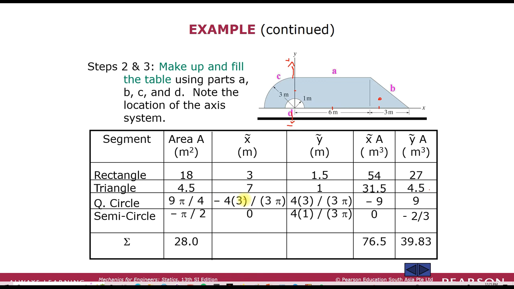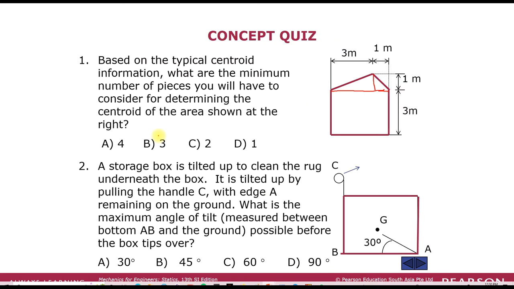And also, if the storage box is tilted up to clean the rug underneath the box, tilted up by pulling the handle, see here with edge A remaining on the ground, what is the maximum angle of tilt, measured between bottom A and B on the ground, possible before the box tips over? So over here, the answer is the box can be tipped over.